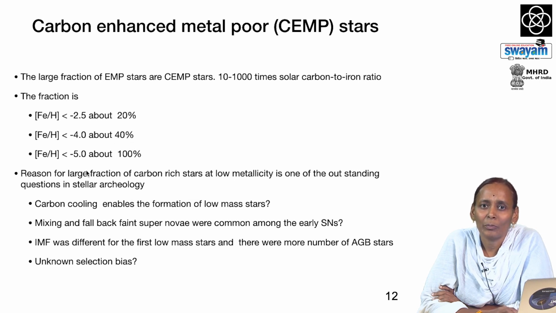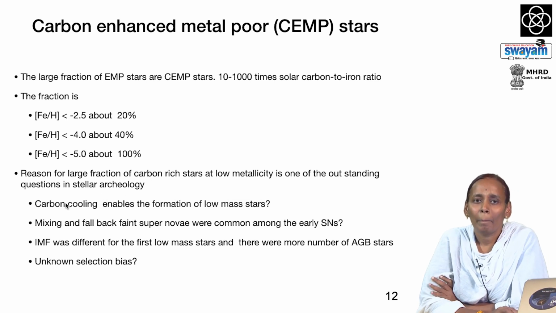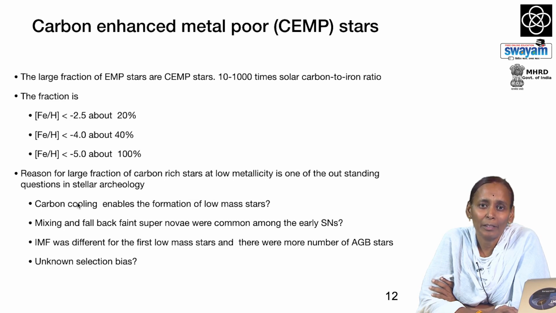The reason for such a large enhancement in carbon at low metallicity is one of the outstanding questions in stellar archaeology. The possible suggestions are that carbon cooling was probably important, enabling formation of low mass stars, so the initial cloud itself is carbon enhanced to facilitate cooling. Other possibilities are that the early supernovae were faint, not energetic, and mixing and fallback produced a large amount of carbon, or the IMF was very different for the first low mass stars, so there were more AGB stars, which produced a large amount of carbon. Or we also do not understand any other possible selection bias in the studied sample.